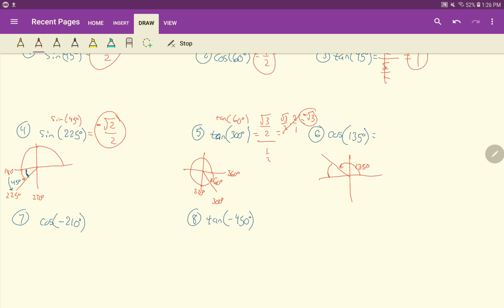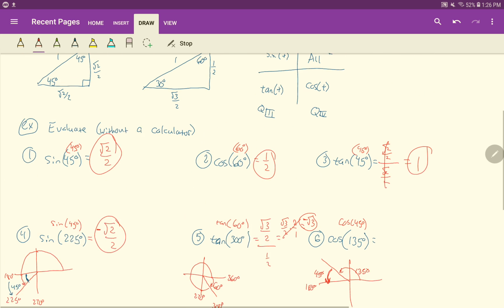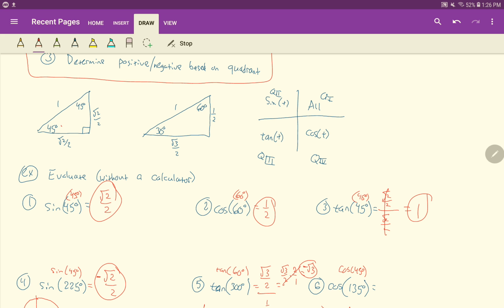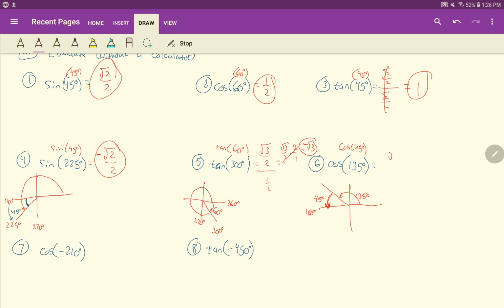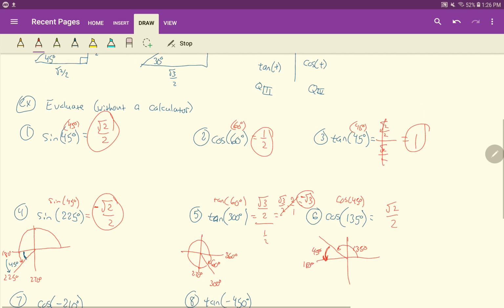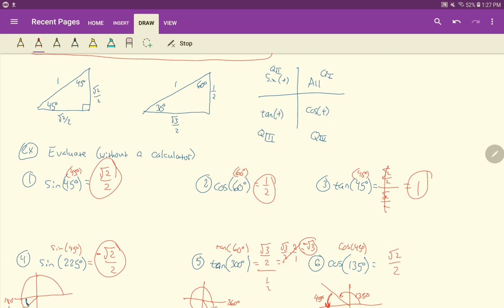And so again, what's this reference angle here to the x-axis? It is 45 degrees. Again, because if that's 180, it's going to take us 45 to get to there. So this is really like evaluating cosine of 45 degrees. Cosine is adjacent over the hypotenuse, so it's root 2 over 2 over 1. So it's just root 2 over 2. And then is cosine positive or negative? Well, we're in quadrant 2. Only sine's positive, so this will be negative.